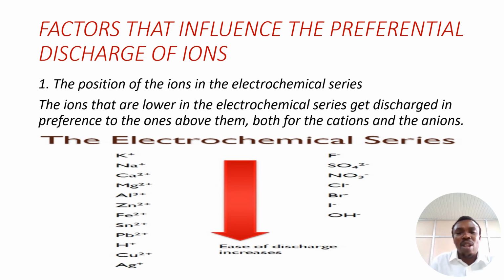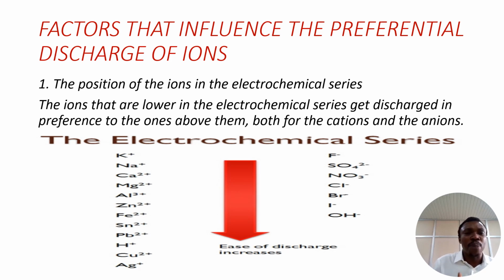Then the same thing for the anions. The ion that is lower in the electrochemical series, that is less electronegative, will be preferentially discharged, because it has a greater tendency to undergo oxidation, which is to lose electrons. So if two ions are competing, the one that is lower in the electrochemical series, that is less electronegative, is the one that will be preferentially discharged. For example, if there's competition between fluoride ion and iodide ion, since iodide ion is lower in the electrochemical series and less electronegative, it has a high tendency to lose electrons and undergo oxidation. So iodide ion will be preferentially discharged compared to fluoride ion.